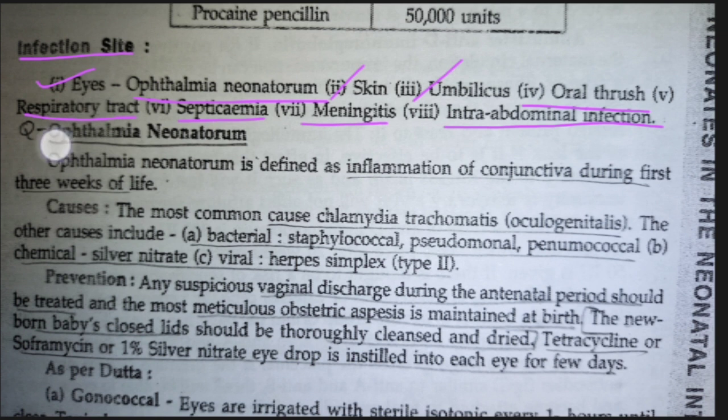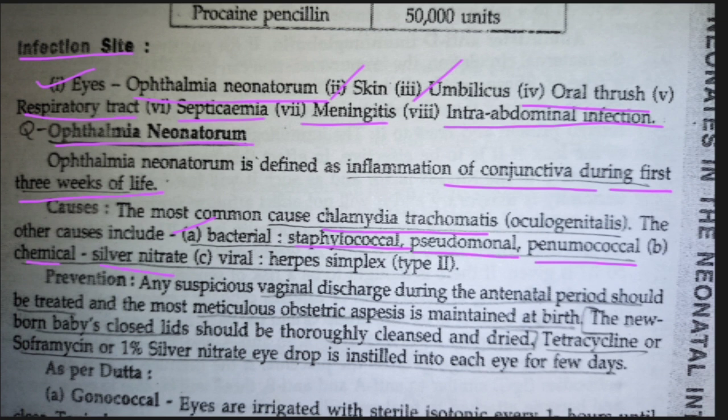First, ophthalmia neonatorum. This is the infection and inflammation of the conjunctiva, the eye part. This occurs in the first 3 weeks after birth. It is caused by Chlamydia trachomatis. Apart from this, it is also caused by bacteria like staphylococcus, pseudomonas, pneumococcus, and chemicals like silver nitrate; overuse of silver nitrate can cause it.